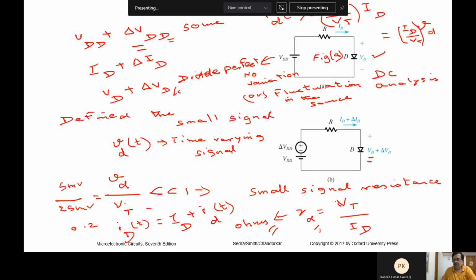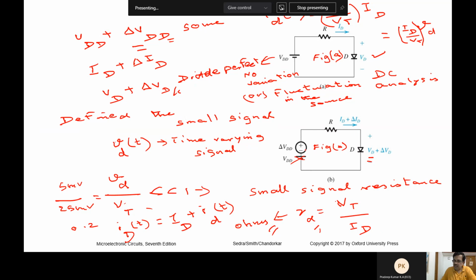Look at this figure. All I need to do is remove the short circuit, so effectively removing this, then the diode over here. So in figure B, I need to remove this DC source, and then instead of the diode, I should replace the equivalent small signal resistance, and then we can simply do the analysis.